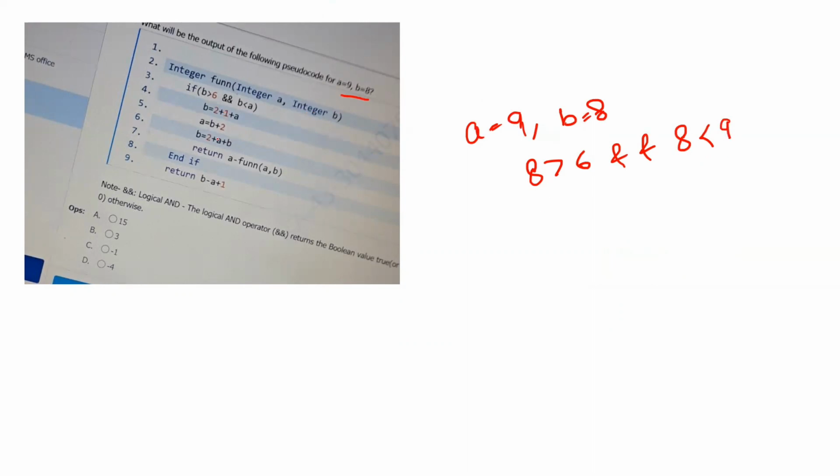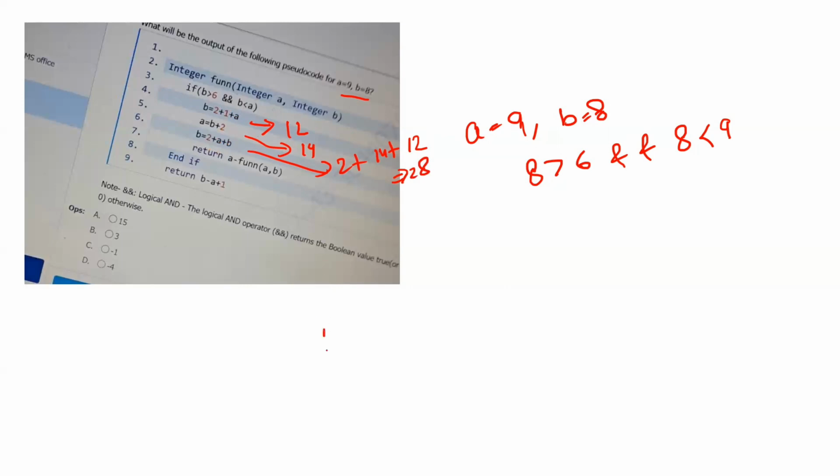So we'll get into this if condition. Here we are doing B equal to 2 plus 1, 3 plus A. A is 9, so that is 12. And then we are updating the value of A as B plus 2. B is 12, so 12 plus 2 is 14. And then we are again updating the value of B as 2 plus A. A is 14, plus 12 is 16, plus 12, we will be getting 28.